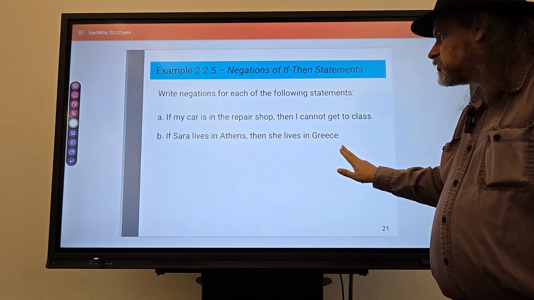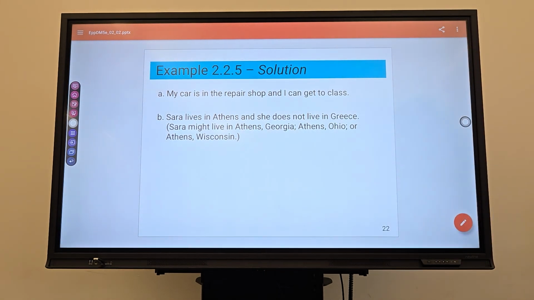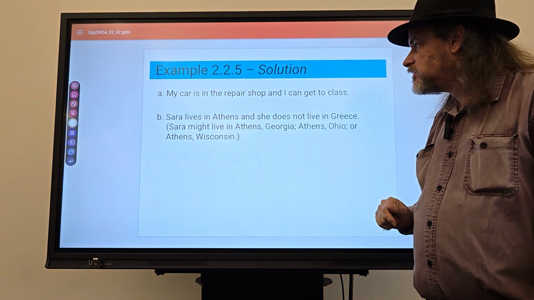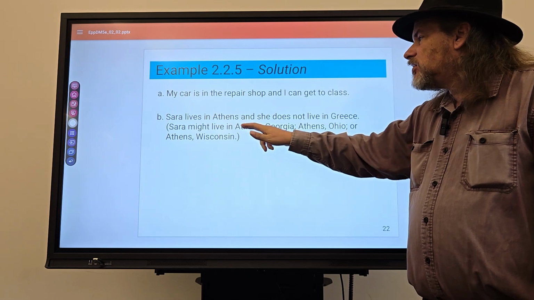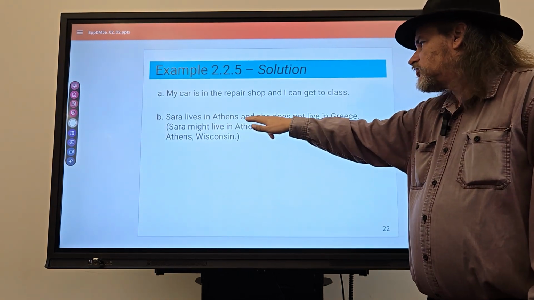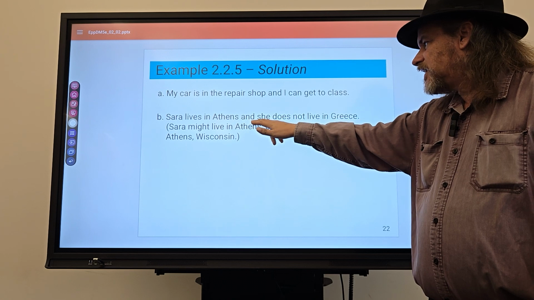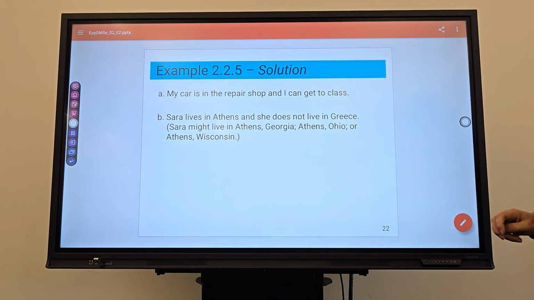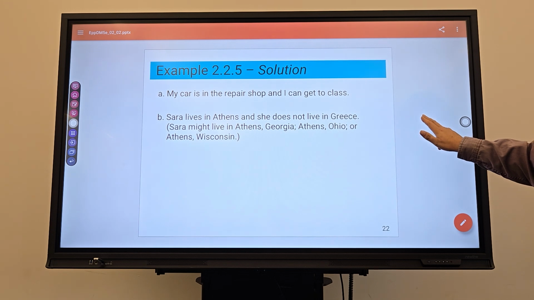So the car's in the repair shop, and I can get to class. So you change the if-then to an and, then negate the second argument. Again, change the conditional to an and, then negate the second argument.